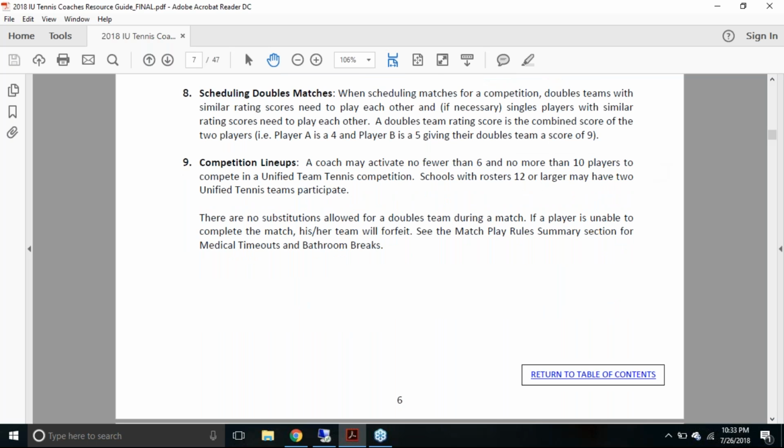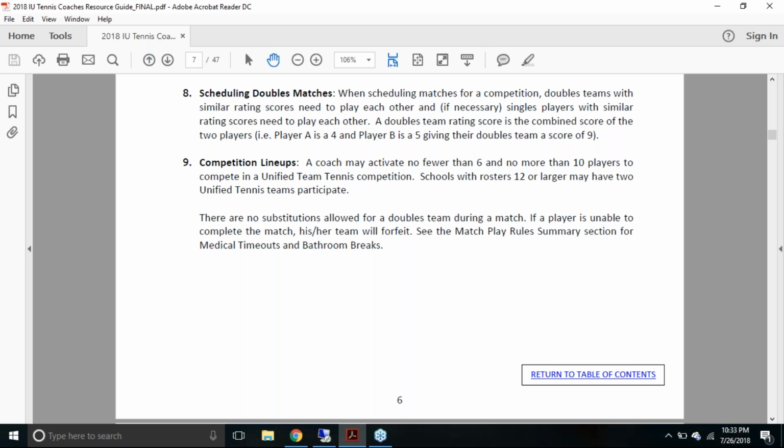So a doubles team rating score is the combined score of the two players. So player A is a 4, player B is a 5, giving their doubles team a score of 9. And as I said before, those are just completely arbitrary numbers because we actually do not have a player rating below 5. However, if player A and player B have a combined score of 9, they should be playing the doubles team that is most closely aligned with that rating of 9. So they should play someone else who is rated a 9 or keep within that 5-point variance guideline.